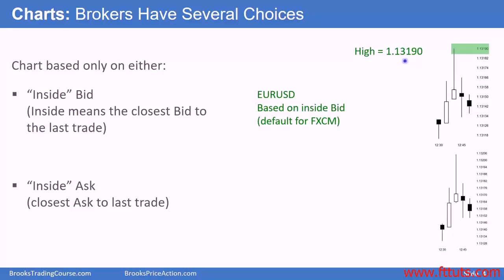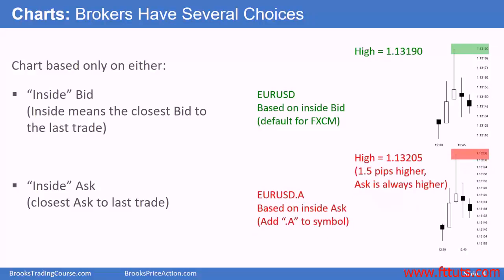This chart is based upon inside bids, and this chart is based upon inside asks. So in this particular chart, the high is 1.1319. This is the euro versus the dollar. And this chart is based upon the inside bid, which is the default for FXCM. And on this lower chart, the chart's based upon the inside ask, and the high is 1.5 pips higher. The ask is always higher than the bid. Some brokers on their symbol will put a point A next to the symbol. TradeStation used to do that to show that it's an ask chart rather than a bid chart.